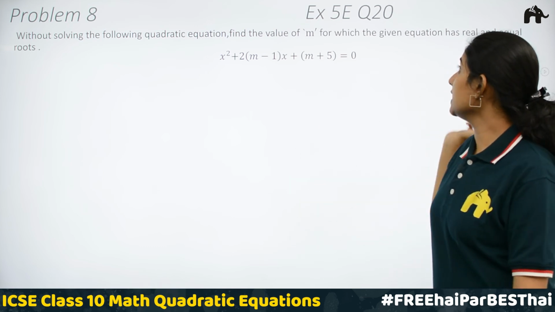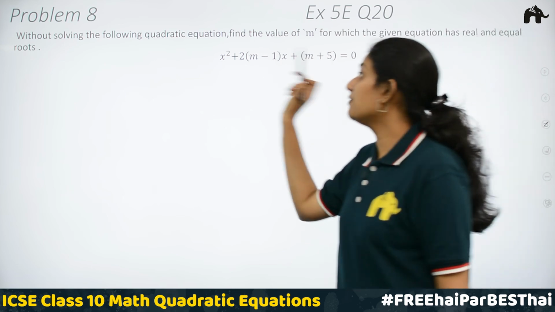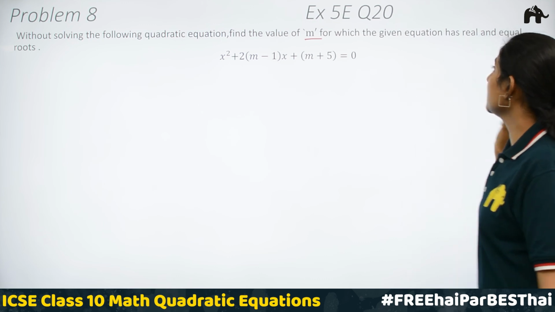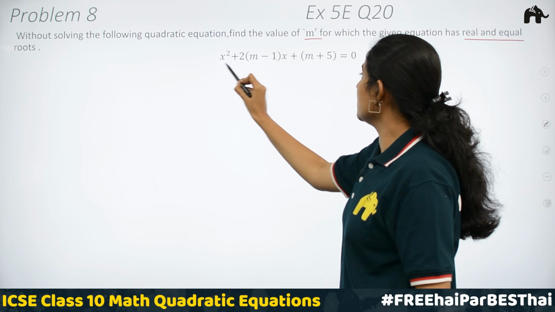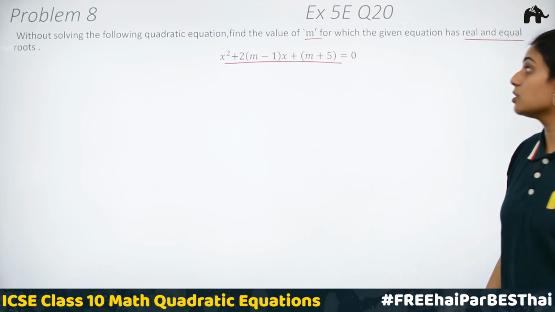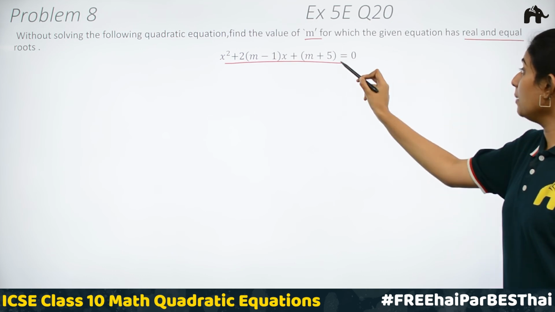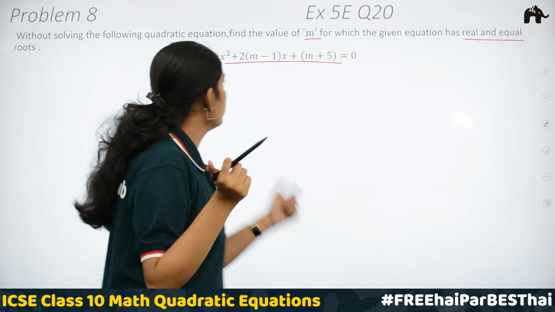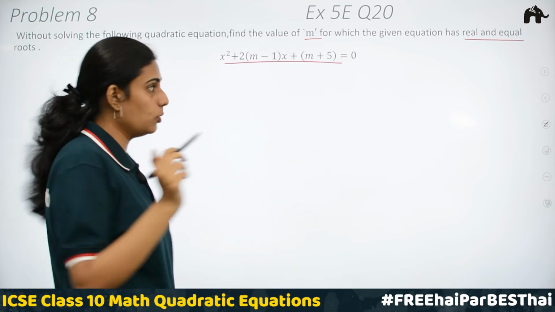Here is our last problem for today. Problem 8, question number 20 of exercise 5E. Without solving the following quadratic equation, find the value of m for which the given equation has real and equal roots. The equation is x square plus 2 into m minus 1 into x plus m plus 5 is equal to 0. It is given that we have to find the value of m without solving the following quadratic equation.